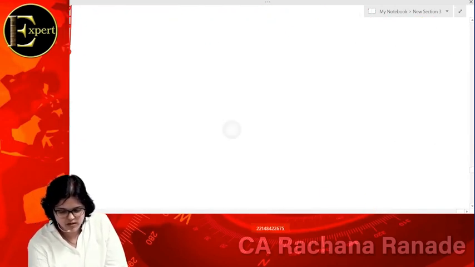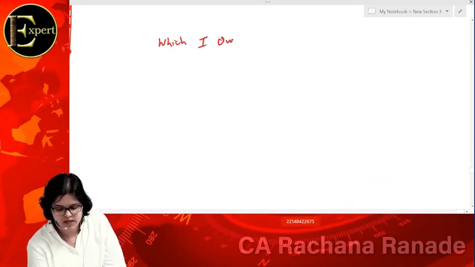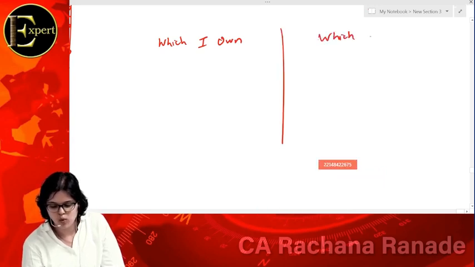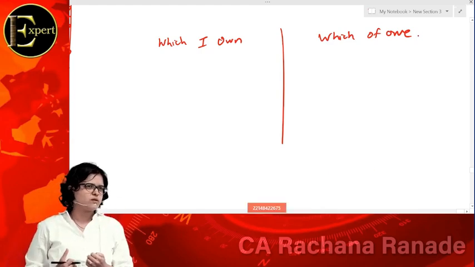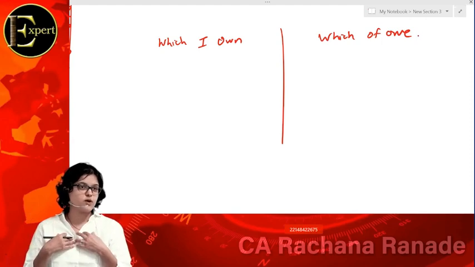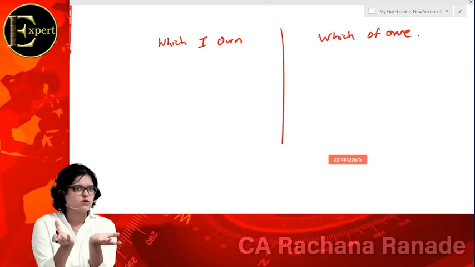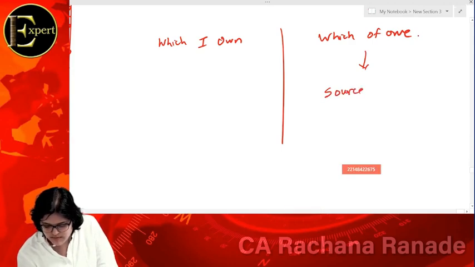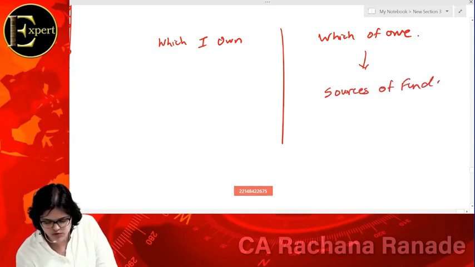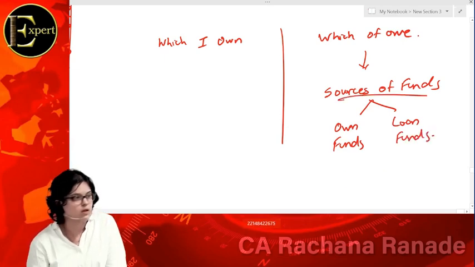Simple. Assets is what? Which I own. And what is the liability? Which I owe. Okay. In simple words, why do I owe money? Because I've taken money from someone. That is why I owe money. I might have taken money from lenders, or I might have taken money from my equity shareholders also, other shareholders also. So in simple words, can I say liability would majorly deal with sources of funds? And if you remember, sources of funds is nothing but majorly own funds and what? Loan funds.